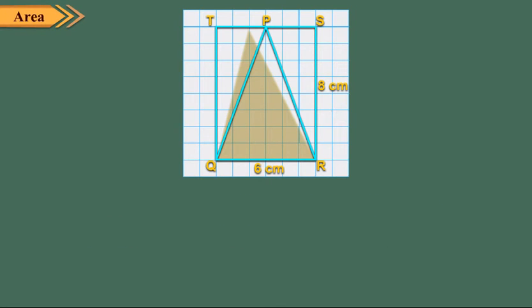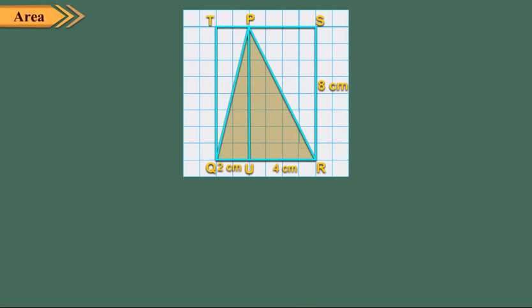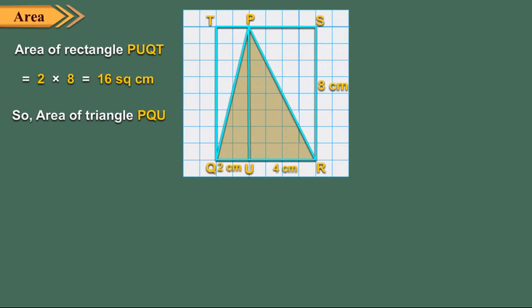Now consider the triangle PQR shown here. Can you find its area without counting the unit squares enclosed by it? To find its area, we split the rectangle QRST into rectangles PUQT and PURS. Area of rectangle PUQT is equal to 2 into 8, which is equal to 16 square centimeters. So area of triangle PQU is equal to half into 16, which is equal to 8 square centimeters.